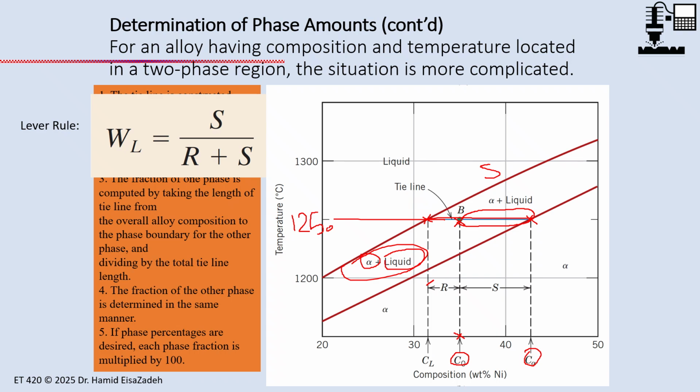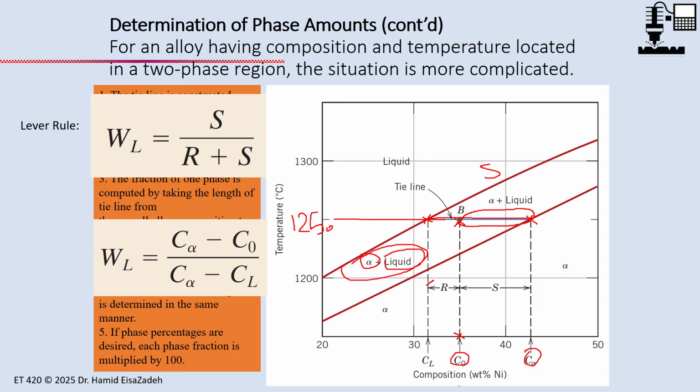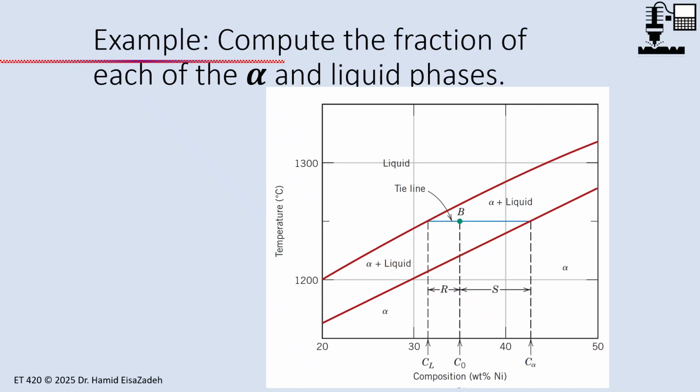If you want to do it for the alpha, the equation is almost the same. This equation is similar, but we just replace S and R with this composition symbol. So let's look at one example for calculating liquid phase and alpha phase.